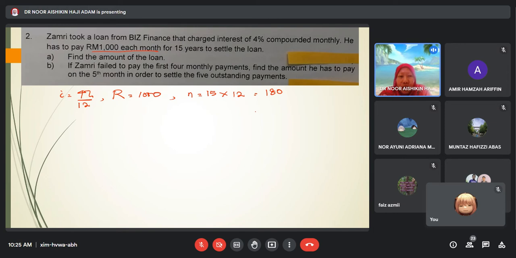Find the amount of the loan. So you nak cari apa in part A? You nak cari A, loan. You tengok loan je you tahu. Dia took a loan anyway. Took a loan. So A, how much is A? Berapa loan yang dia ambil?